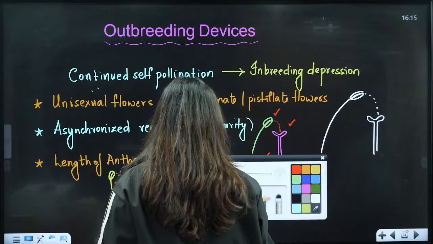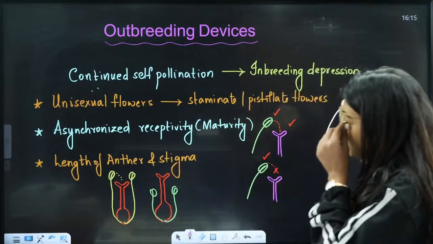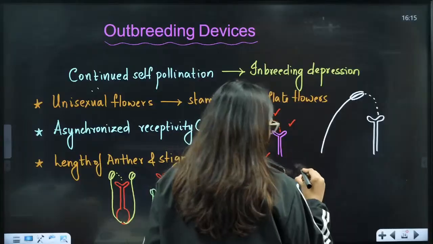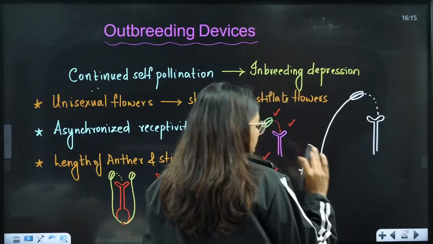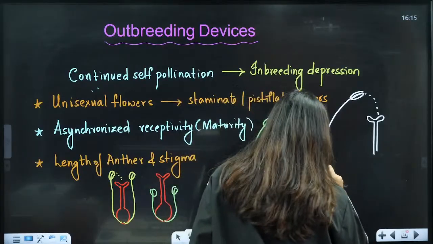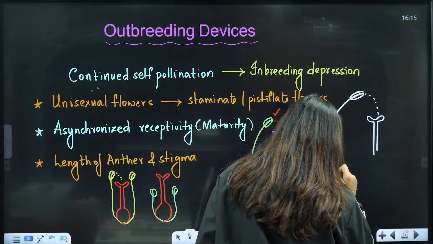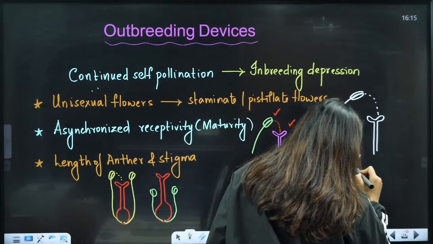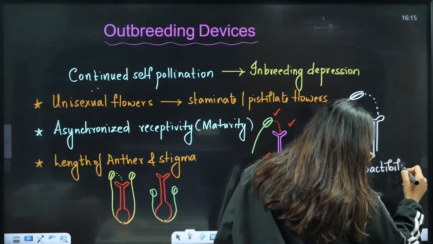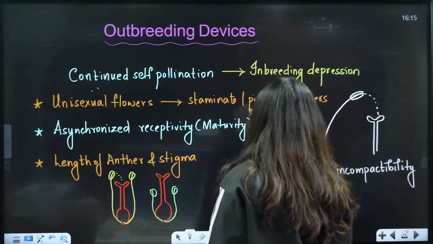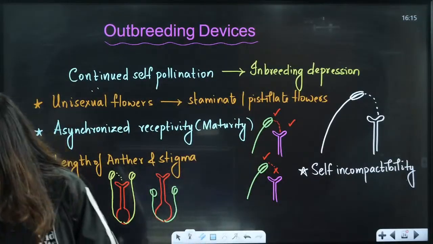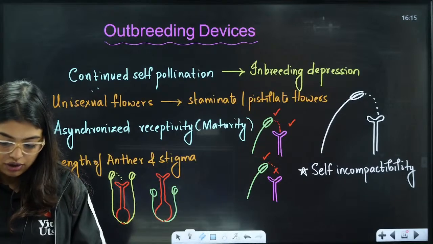Now the last one, what they will do, students, is something called incompatibility. Okay, what is that called? Incompatibility. Incompatibility means the stigma will reject the self pollens, that means the pollens that have fallen on it. That means you are going to reject all the proposals that are coming from inside your family. You are going to reject all the proposals that are coming from inside your family. Clear?